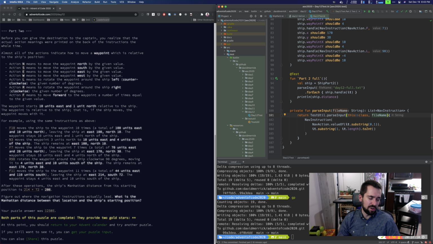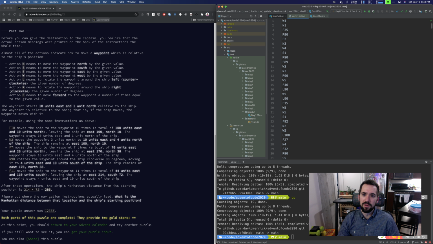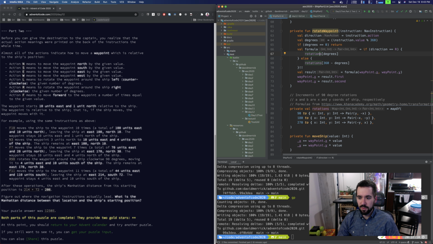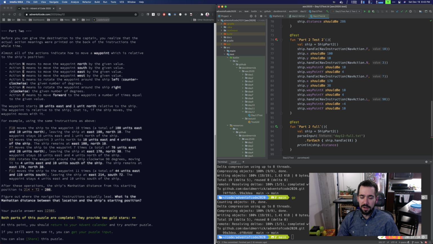My code worked on the test input that they gave me, but then it wasn't working on the full input because I had swapped the x and y values in one of these formulas. So I wrote a test that walked through each step of the example input that they gave us and checked the ship.x, ship.y at every point. If there was a rotation of the waypoint, I checked that. If there was a movement, I checked both the ship coordinates and the waypoint coordinates to make sure that, even after moving the ship, the waypoint coordinates are relative, not absolute.